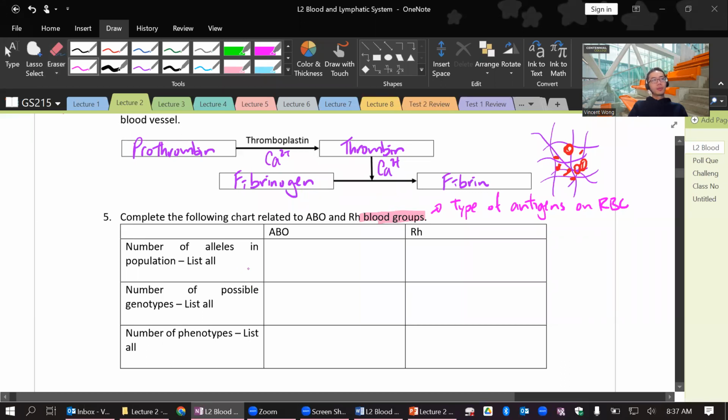3 alleles. 3 alleles, that's right, Shelley. And they are IA, IB, and little i. 3 alleles. Okay.